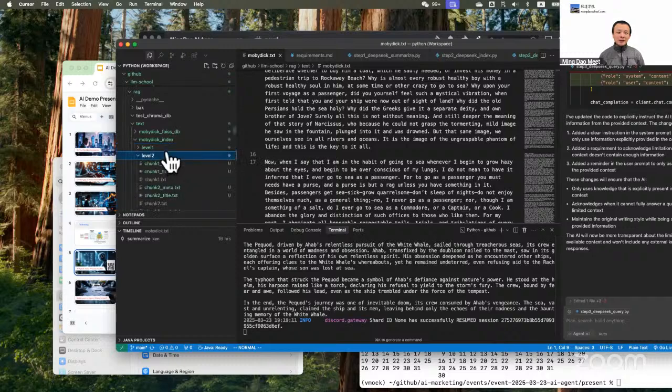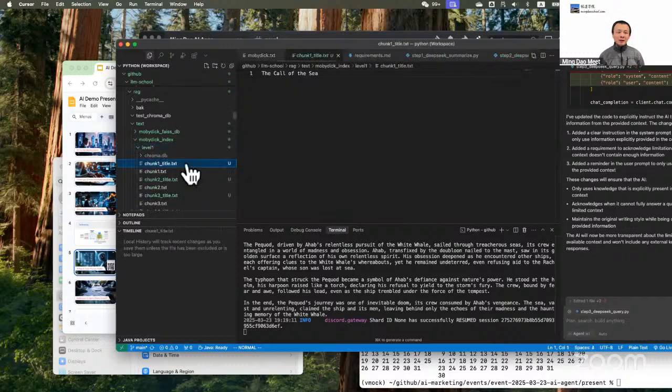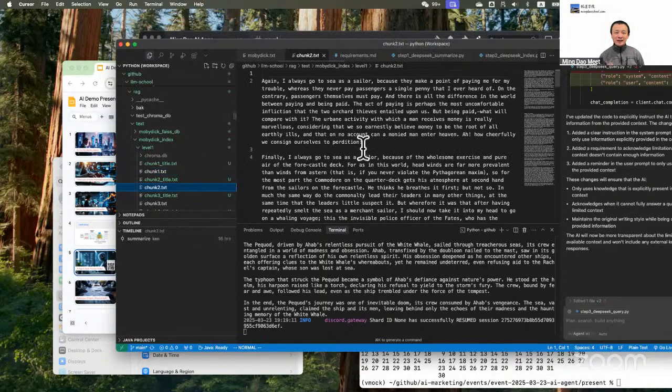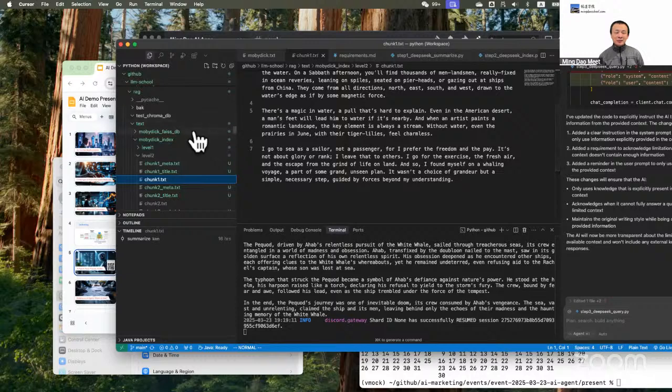So this is the original text from the author. And then level 2 is a summary of level 1 data. Every chunk becomes shorter using an LLM. Instead of 2,000 words for each chunk in level 1, now it becomes about 200 words in level 2. So level 2 has as many chunks as level 1, but they are shorter. And then level 3 is even shorter.